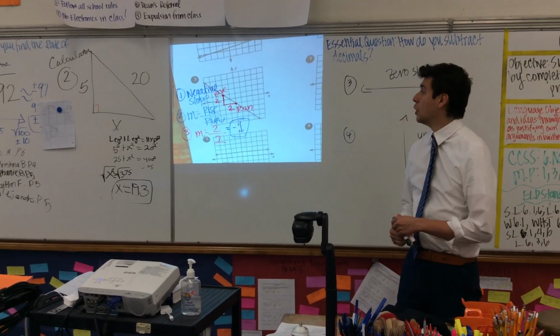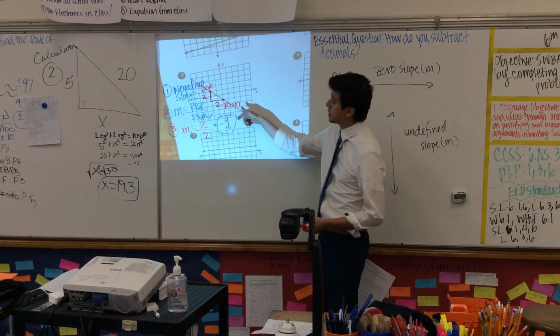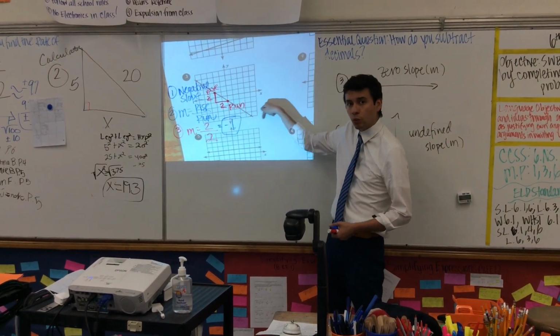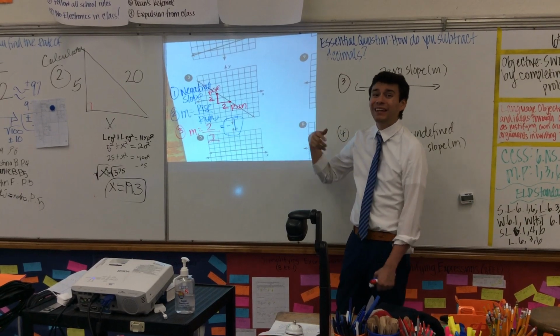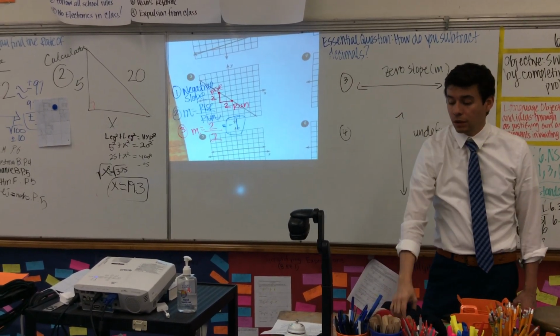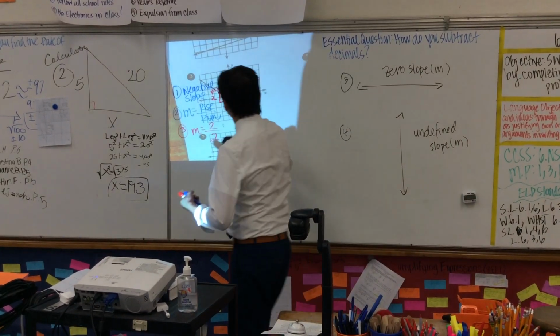Okay? -1. What this -1 means is the graph is going down 1, 1 to the right. Down 1, 1 to the right. That's what rate of change means. It's going down 1, 1 to the right. Okay? Let's do one last one.